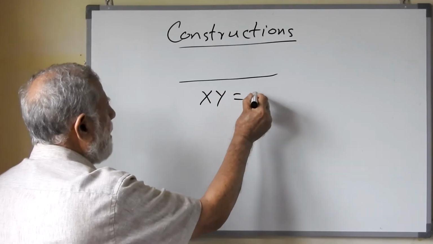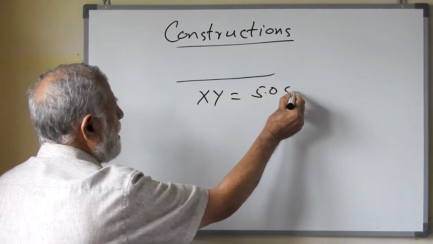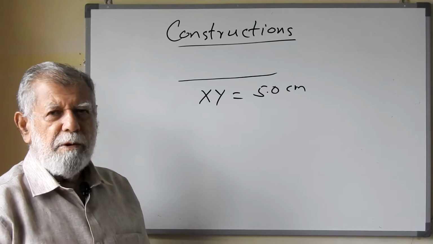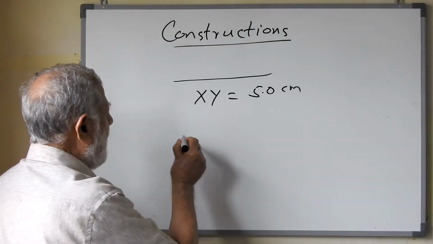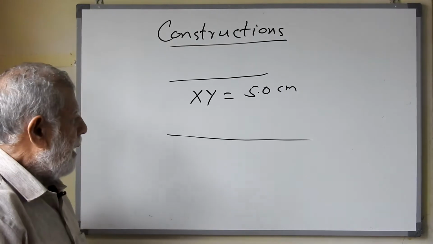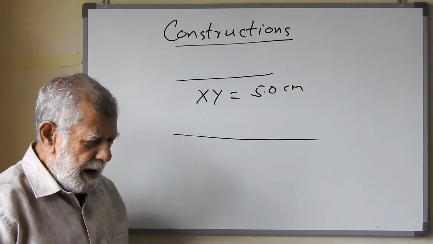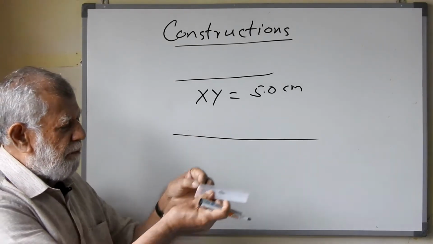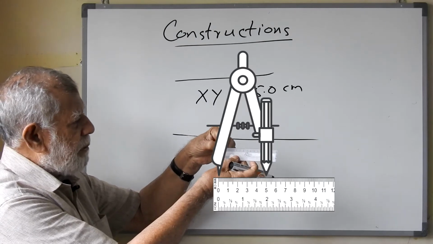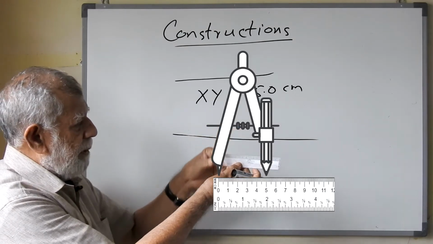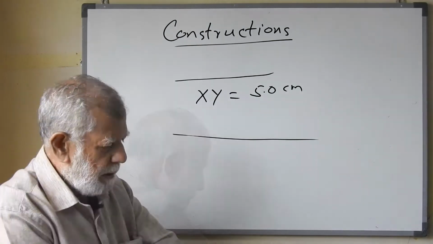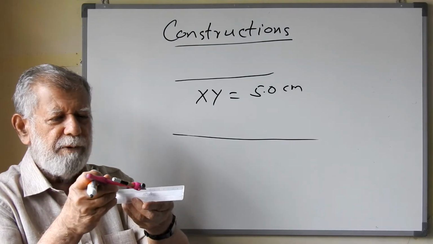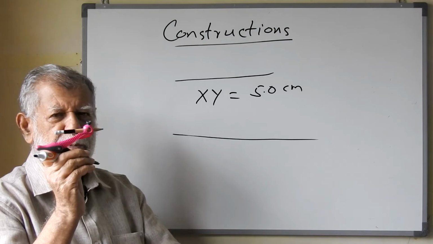draw a line XY equal to 5.0 centimeters. Then you have to use the ruler very carefully and construct the line. How are we to construct the line? First of all, we draw any line with the ruler, and after that we take the compass and measure 5 centimeters very carefully. It must go from the edge here, from the 0 to 5. Keep the compass at the edge at 0 and then go to 5. So you must measure with the compass like that.